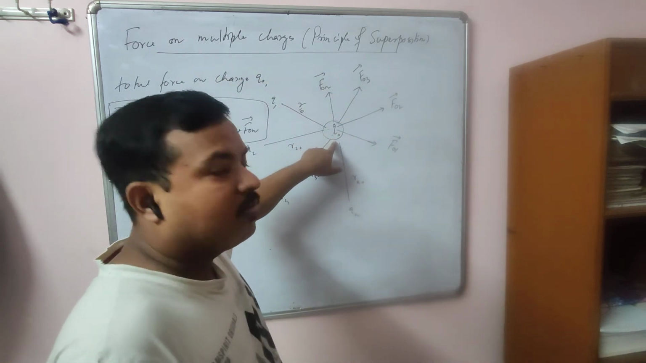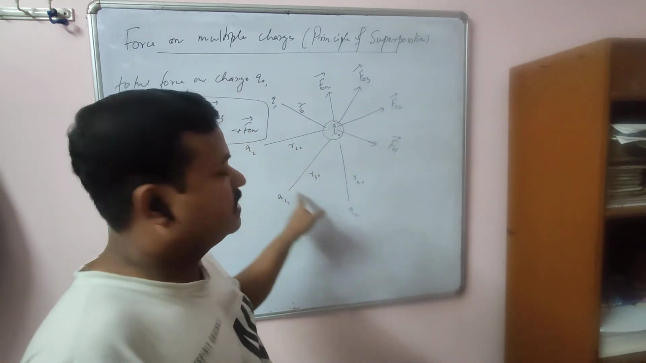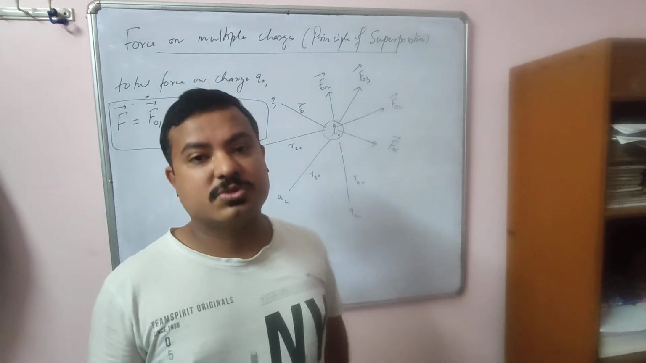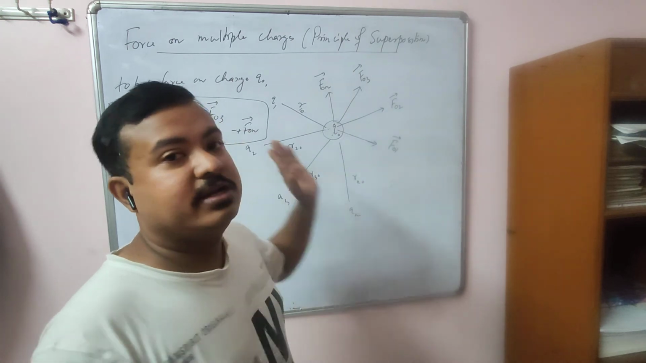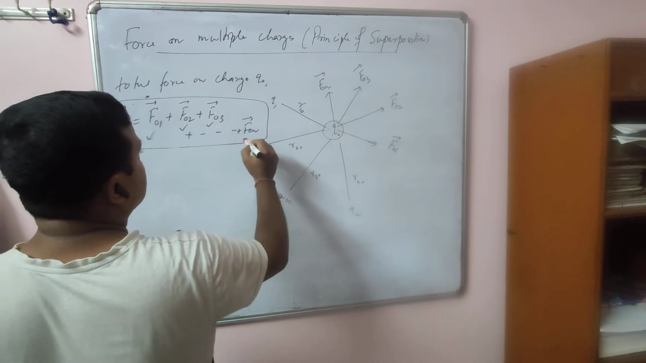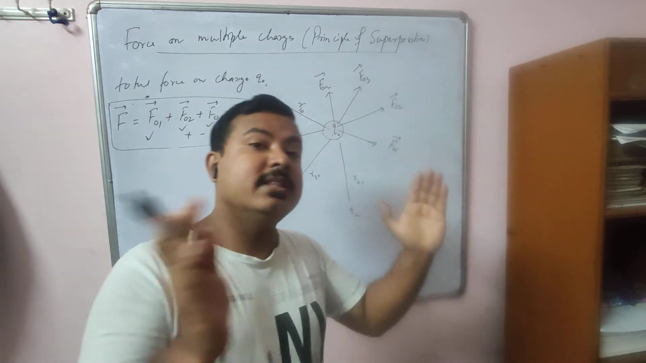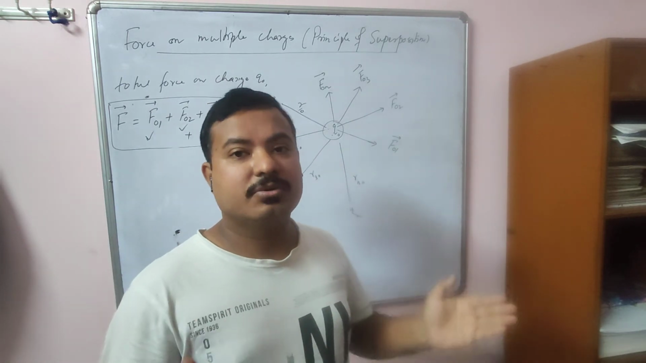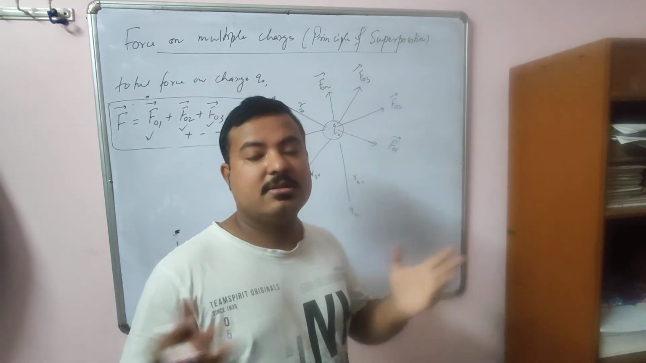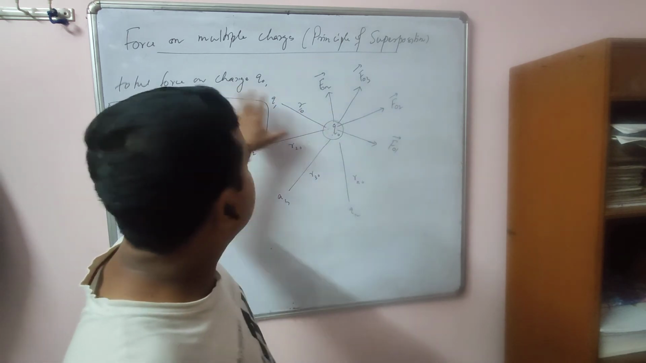The force on a charge at rest, due to all other charges at rest, is equal to the vector sum of all the individual forces on the charge taken one at a time. That means you have to find the forces F01, F02, F03, F0n. Then you have to add them vectorially. That means by finding the directions, you have to find the resultant. I think in class 11 you learned to find the resultant of any two vectors, any three vectors, like that. So that resultant vector you have to find out from here.